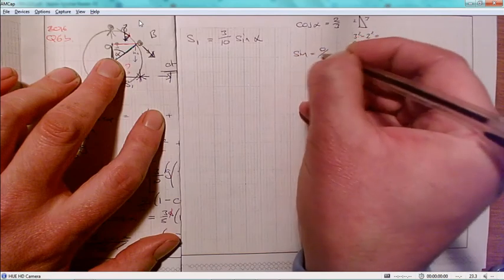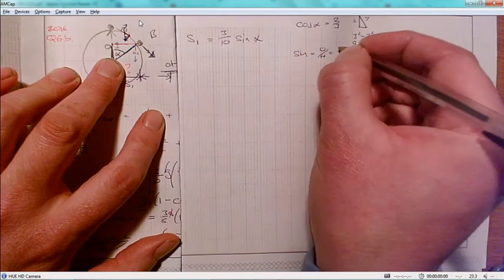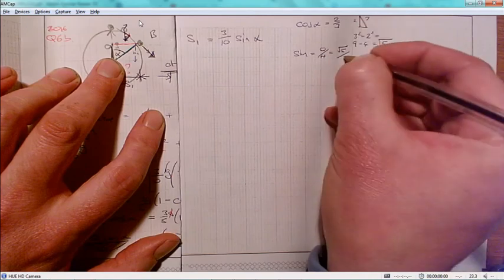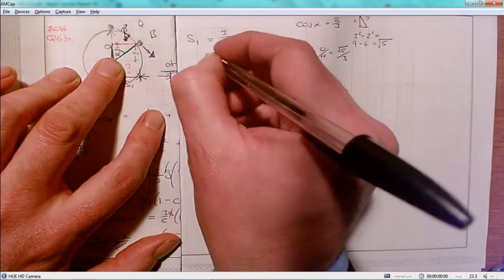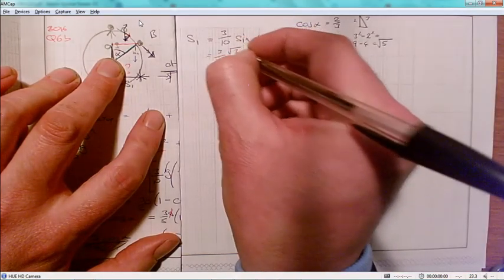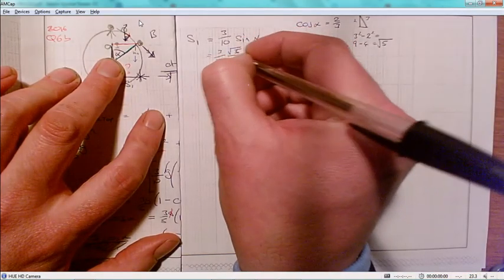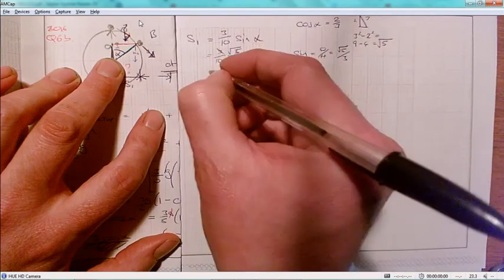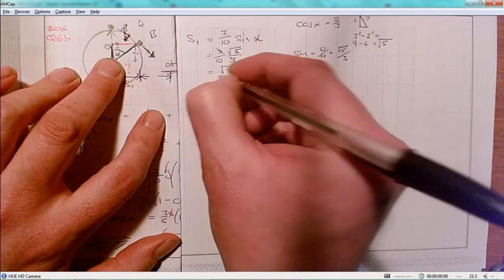Sine is equal to opposite over hypotenuse. The opposite in this case, root 5, over the hypotenuse is the same as 3. So I've got 3 over 10 times root 5 over 3. That cancels that. That goes root 5 over 10.